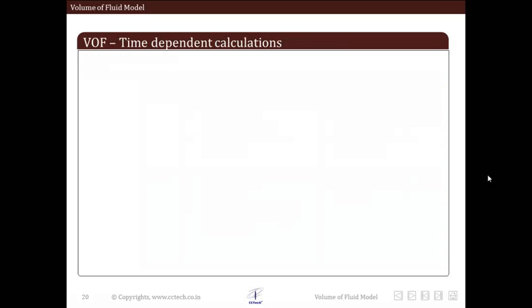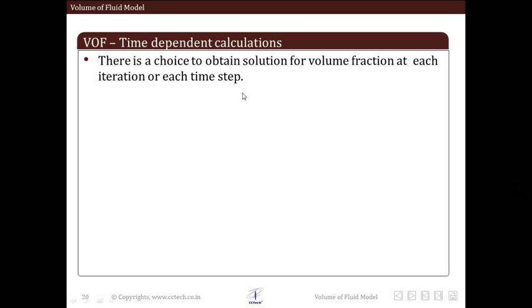Now let us see how transient calculations are made when we are using the VOF model. In case we are solving a transient problem, as we all know, an equation is solved for volume fraction also, and a time step is required for that too. Now there is a choice to obtain the solution of volume fraction at each iteration or each time step. The user can decide whether the volume fraction solution is to be obtained after each time step or after each iteration within that time step.